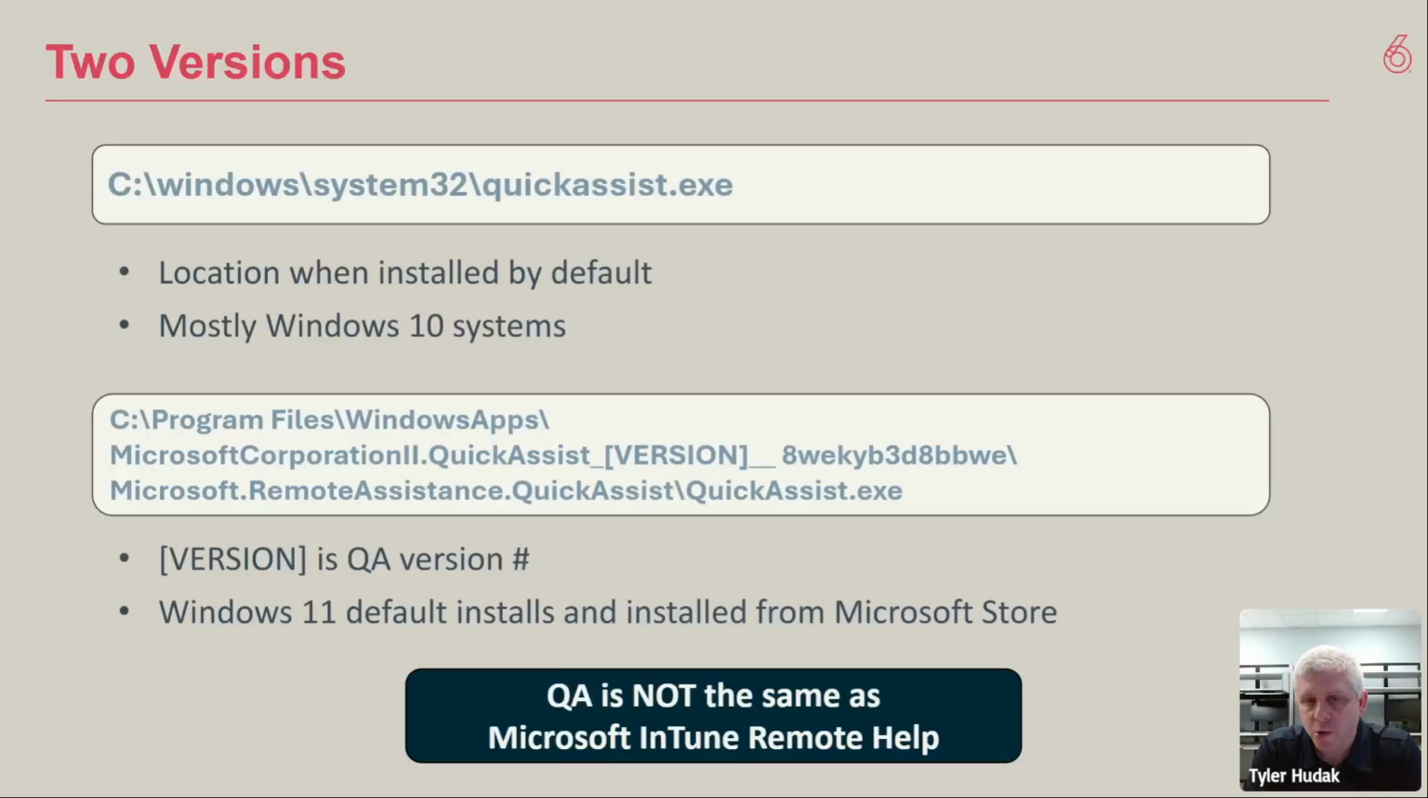Microsoft Intune Remote Help is essentially a professional version of Quick Assist that you can pay for with Microsoft. I think it's an add-on to Microsoft Intune. It's essentially Quick Assist with some bells and whistles attached to it. It is not the same thing, though, and we'll get into that a little bit later on. But key takeaway here, two different versions. One is in System 32, and one is in the Program Files Windows Apps directory.